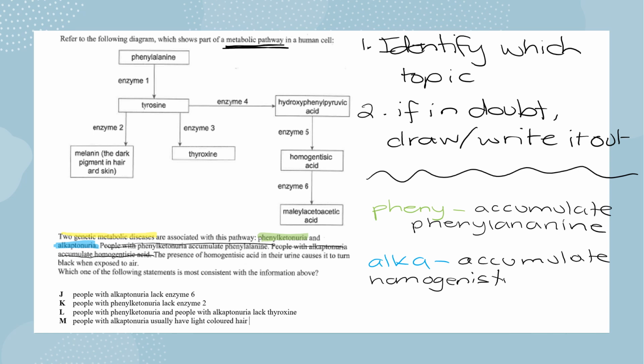Homogentisic acid. Right, and then it gives some more detail. It says, if there's a lot of this present, urine turns black when exposed to air. So, it turns urine black when oxidized, okay, when there's O2. Cool. Summarize all that. Which of the following statements?